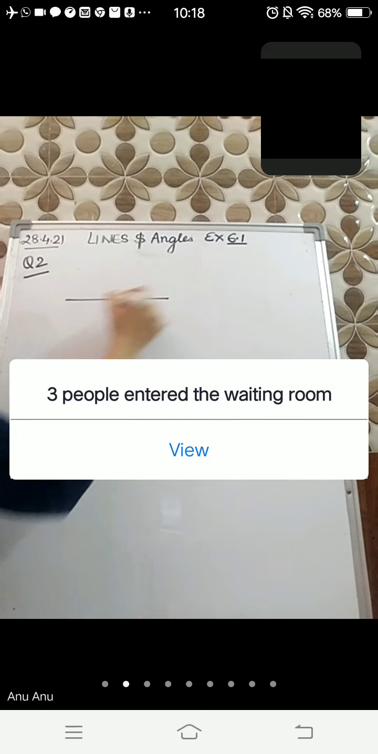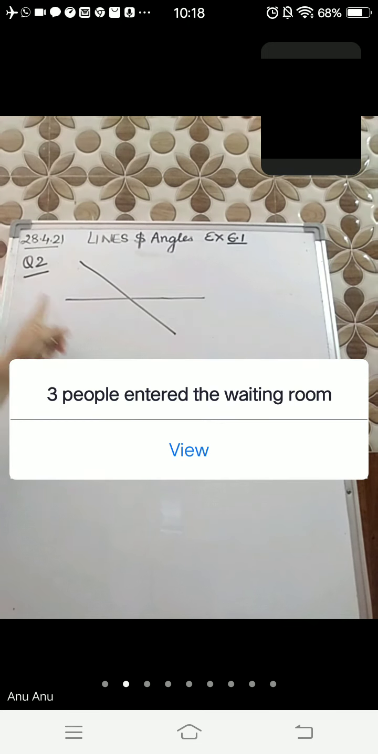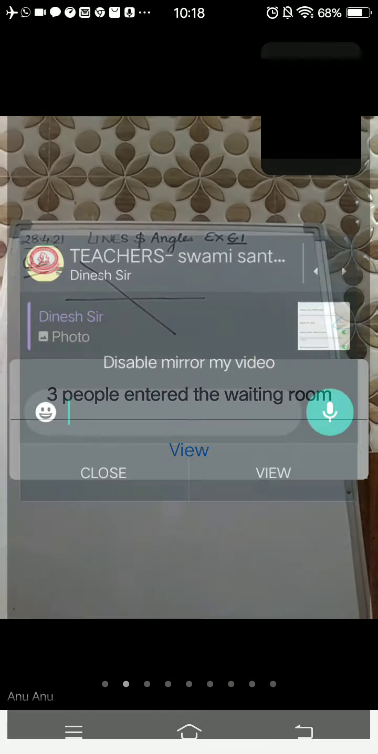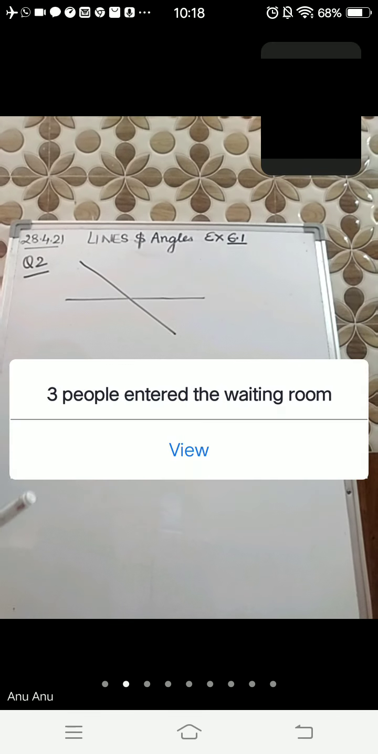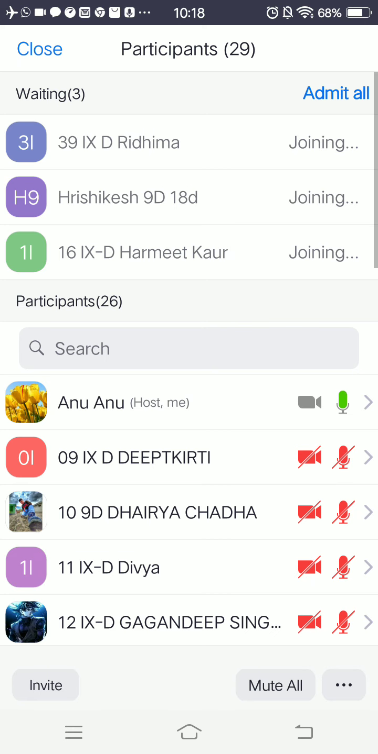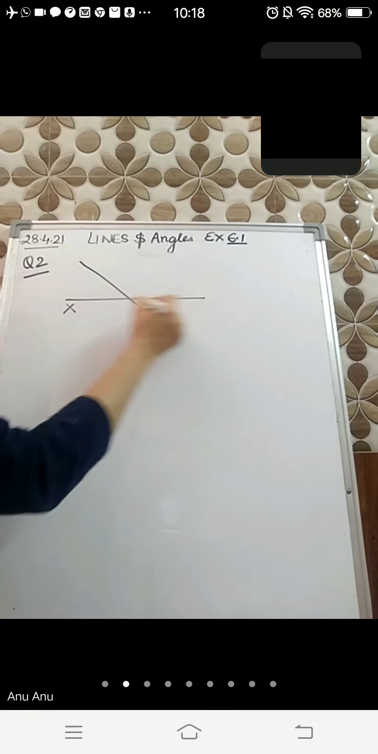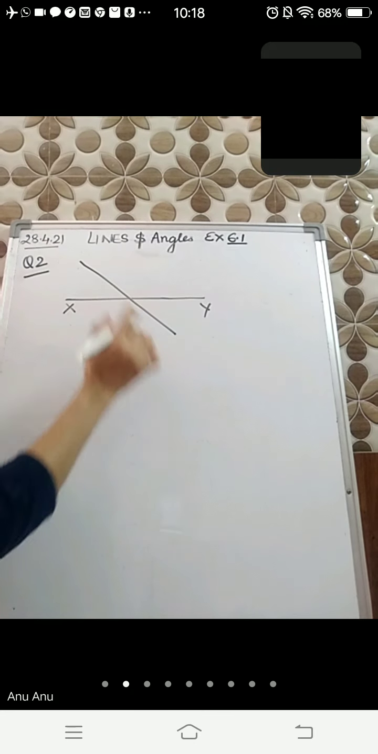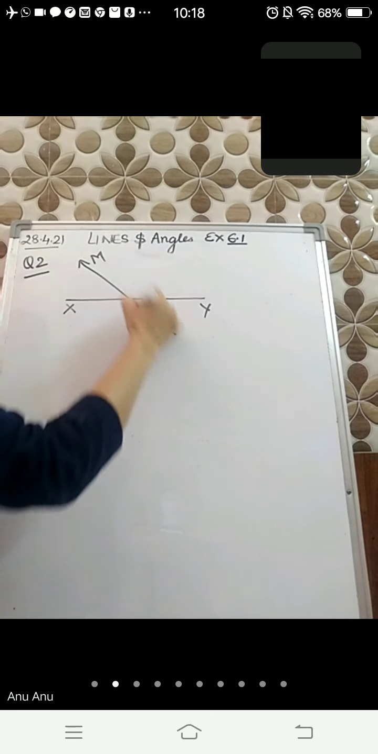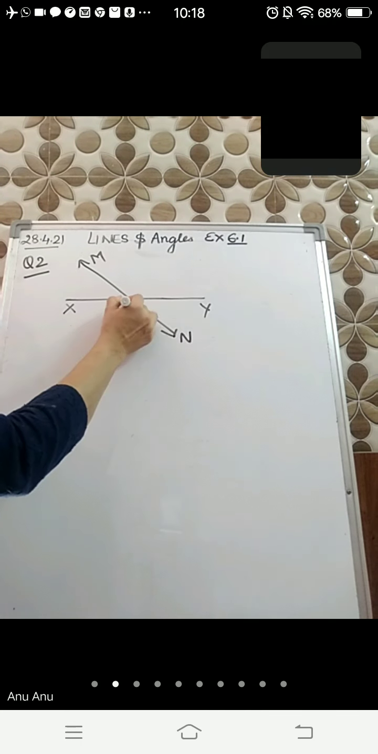Question number 2 is, figure is given. Two lines are intersecting each other. One is a straight line and the other one is the slanting line that is intersecting the previous line. The name of this line is XY and the name of this line is MN. And this point is O.